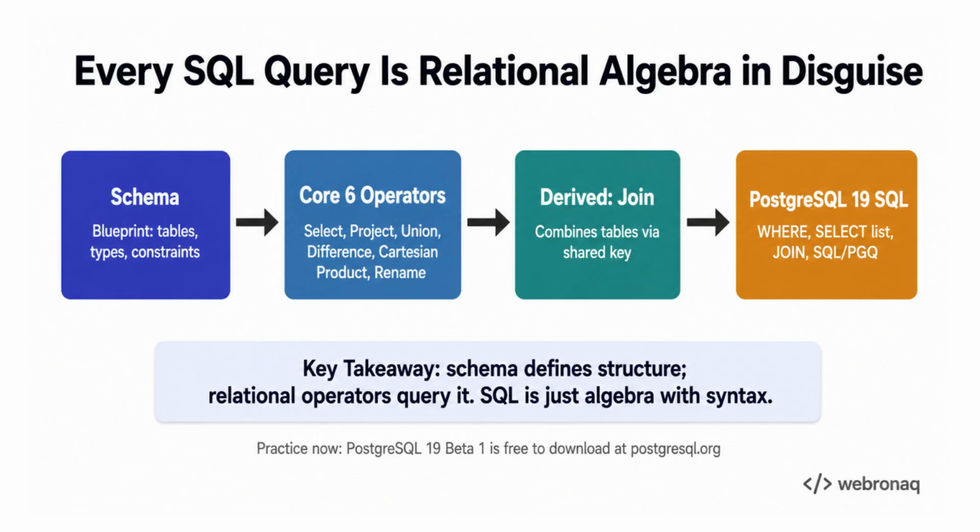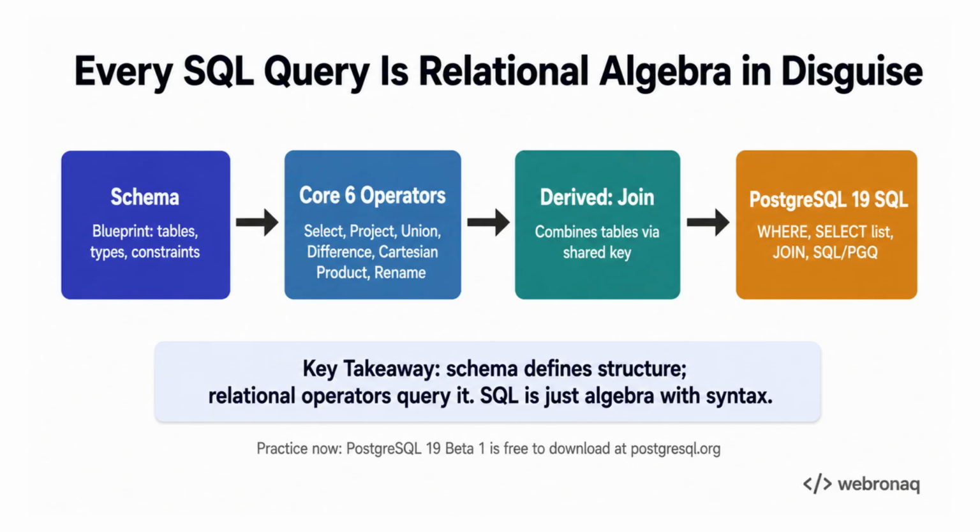Alright, let's bring it all together. A database schema is the blueprint, the precise definition of tables, columns, data types, and constraints that every query must respect. Relational algebra gives us 6 core operators to work with that blueprint. Select filters rows, project trims columns, union combines tables, difference finds rows unique to one table, Cartesian product pairs every row with every row, and rename gives things new names.